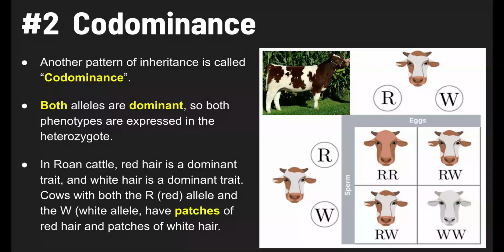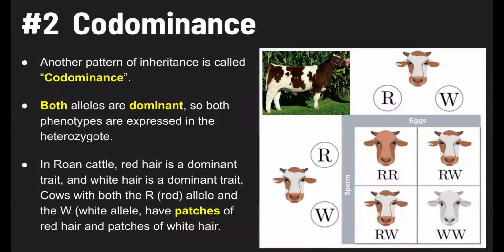Cows with both the red allele, a big R, and the white allele, a big W, have patches of red and white hair. So you can see a real cow here that has patches of red and white hair. And you can see what would happen if you took 2 cows that had these patches of red and white hair. They would be like the heterozygote. They would have one of the dominant alleles, big R, and another dominant allele, big W.